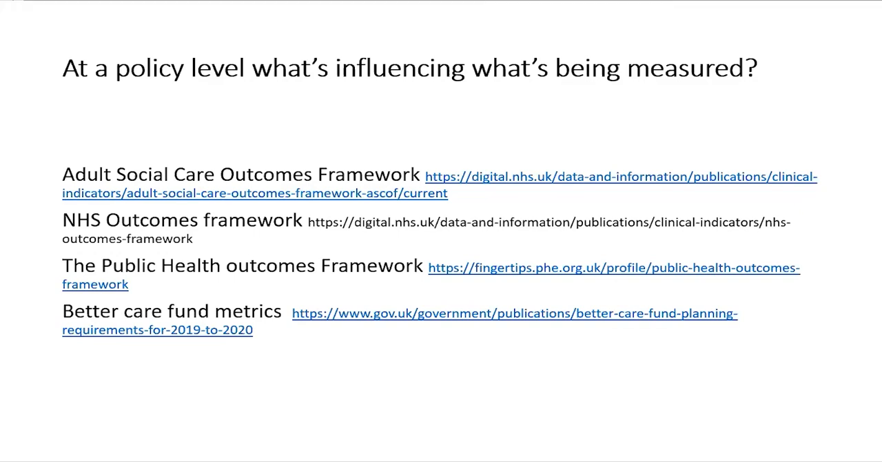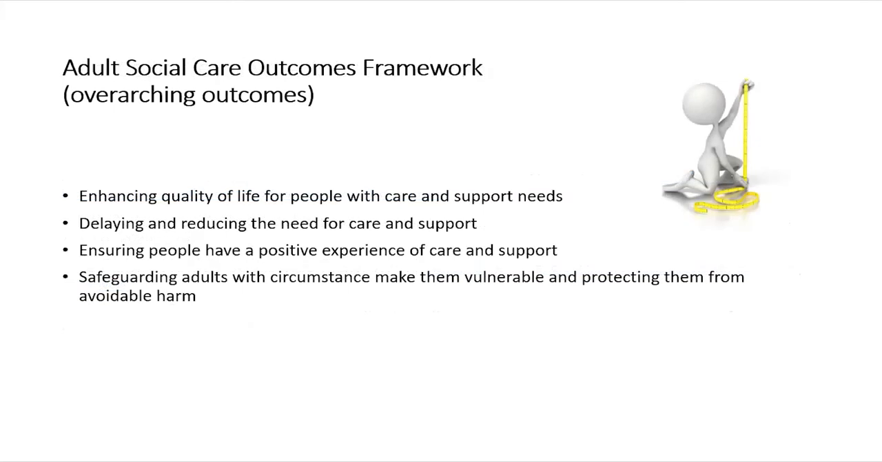So some of the key documents to be aware of, and I'm going to go through these in a bit more detail, are the Adult Social Care Outcomes Framework, and I've got the links here for you, the NHS Outcomes Framework, the Public Health Outcomes Framework, and the Better Care Fund metrics. If you understand what these frameworks are interested in, it will help you understand the kind of data you can be looking at producing that will give you the data on the outcomes you're having on health and well-being. So I'll quickly go through each of those frameworks so you've got a sense of the kind of outcomes that are being asked of us to look at at that policy level.